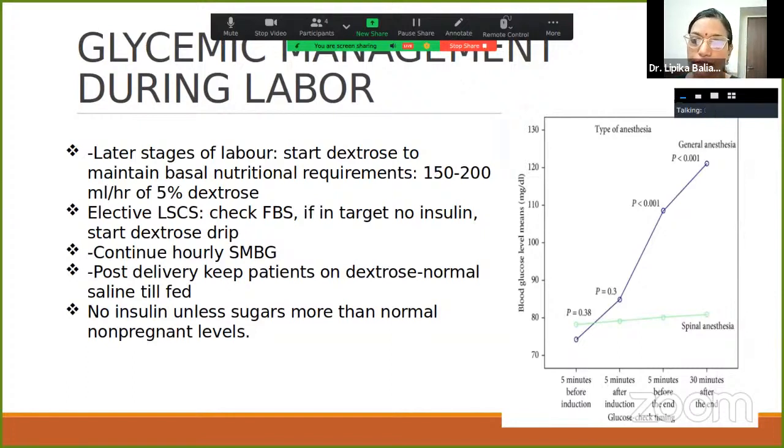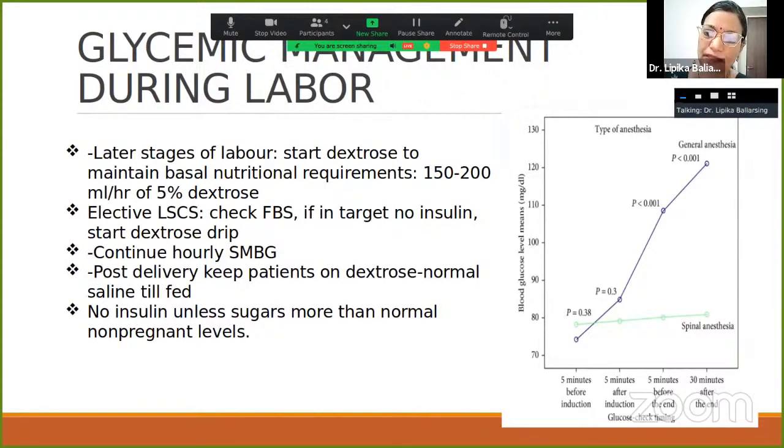And here, coming to the blood glucose level, you can see that if the patient is given spinal anesthesia, how much there is a drop in blood sugar level. In 90% of the cases we go for spinal epidural anesthesia, and that will cause a fall in the blood glucose level. See, 5 minutes after induction, 5 minutes before the end, and 30 minutes after the end, all the time the glucose level is low under spinal anesthesia, whereas in general anesthesia it goes high.